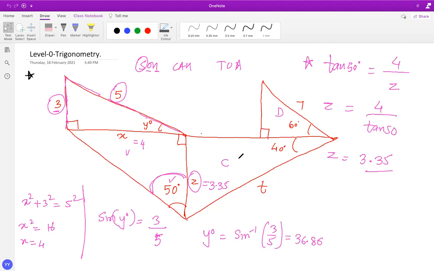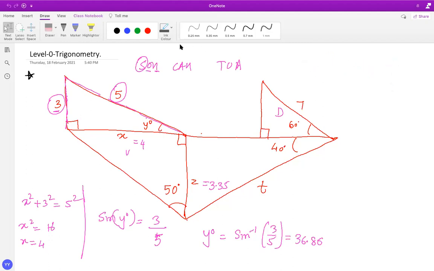Another puzzle to solve next is shape C, where I have to find the missing value t, which is the length of the hypotenuse. Now I have something very interesting: I already have the opposite side to the 40-degree angle. Here is the right angle. Out of the three ratios, opposite has been given, the angle has been given, and I want to find the hypotenuse, so you can use that.